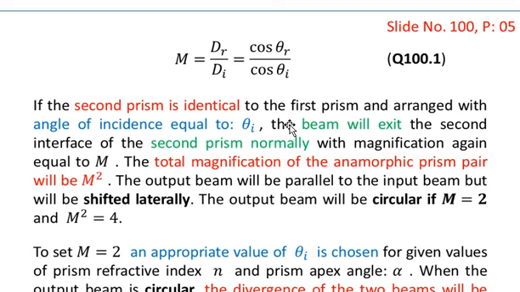If the second prism is identical to the first prism and arranged with the angle of incidence equal to theta i, as we have discussed earlier, the beam will exit the second interface of the second prism normally with the magnification again equal to capital M. The total magnification of the anamorphic prism pair will be M square. The output beam will be parallel to the input beam but will be shifted laterally. The output beam will be circular if M is equal to 2 and M square is equal to 4.